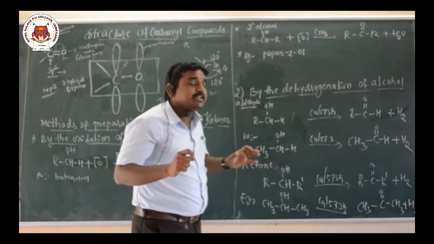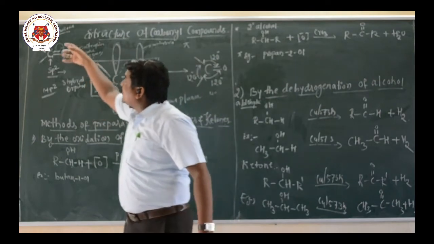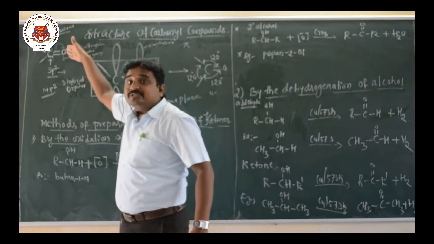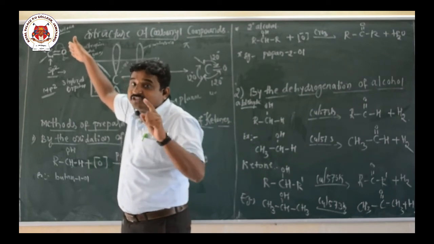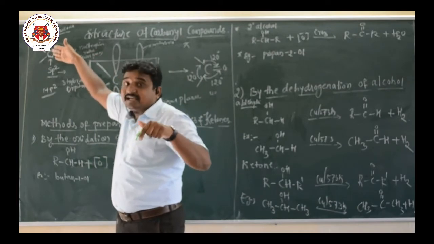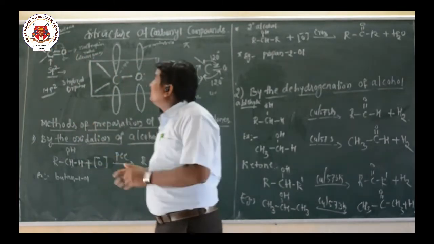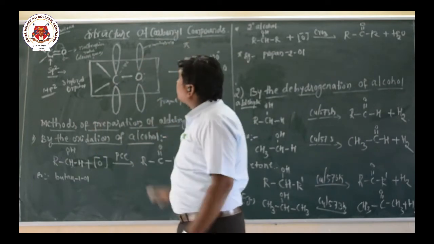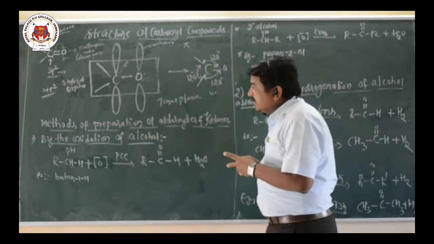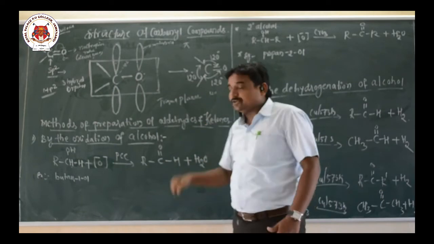The oxygen is the more electronegative atom, hence it withdraws electrons towards itself. It takes a partial negative charge and is nucleophilic in nature, and this carbon takes a partial positive charge, hence it is electrophilic in nature. Okay, so this is an idea about the structure of carbonyl compounds. Now the next concept is methods of preparation of aldehydes and ketones.